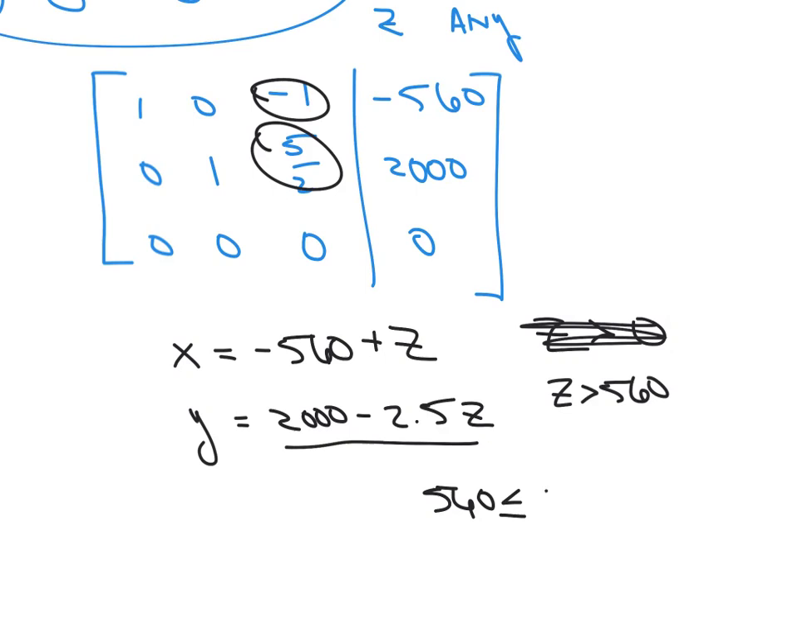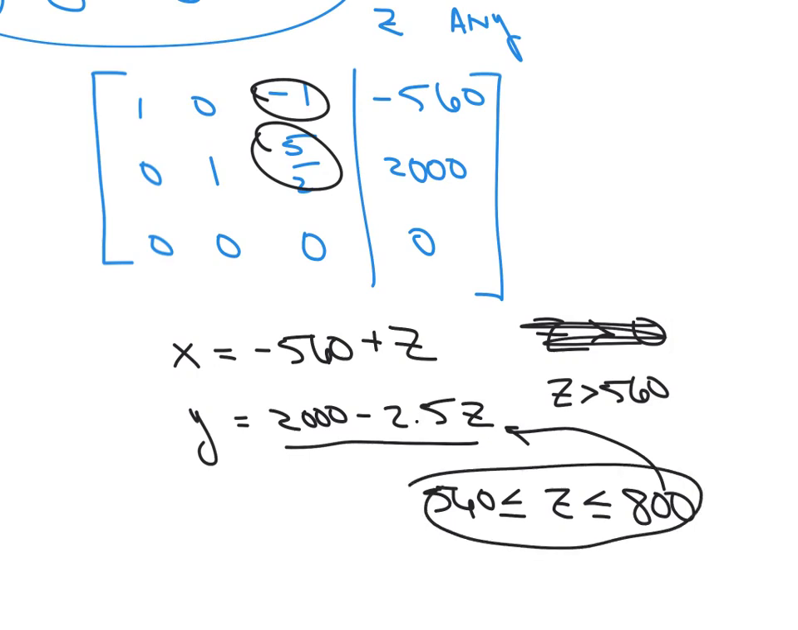So it has to be bigger than or equal to 560, and it has to be smaller than or equal to 800 in order to keep my y value, which is my weight, a positive number. Okay, so that's what we end up with: making sure you look at the equation and making sure that even though z can be any number, in order to make it work in this equation, it has to be a number between these two.